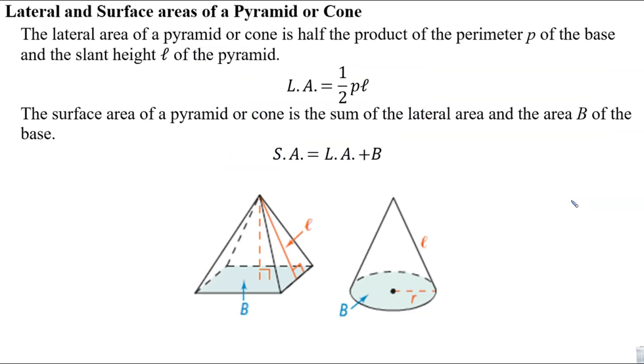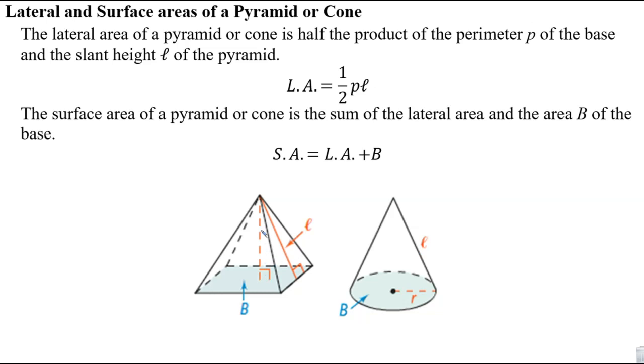Next thing we're going to look at is finding the surface area of pyramids and cones. The formula for that: the lateral area of a pyramid or a cone is half the product of the perimeter, P, of the base, and the slant height, L, of the pyramid. So lateral area equals 1/2 times P times L, standing for slant height. Now the slant height is the height along the side of the pyramid or the cone. We're going to use that for surface area.